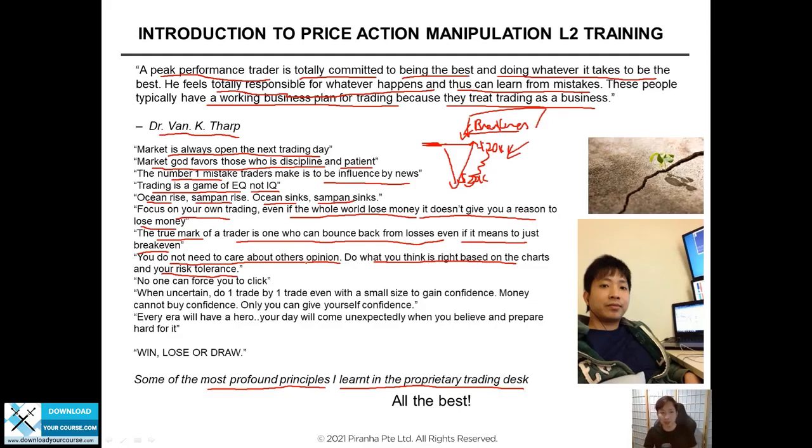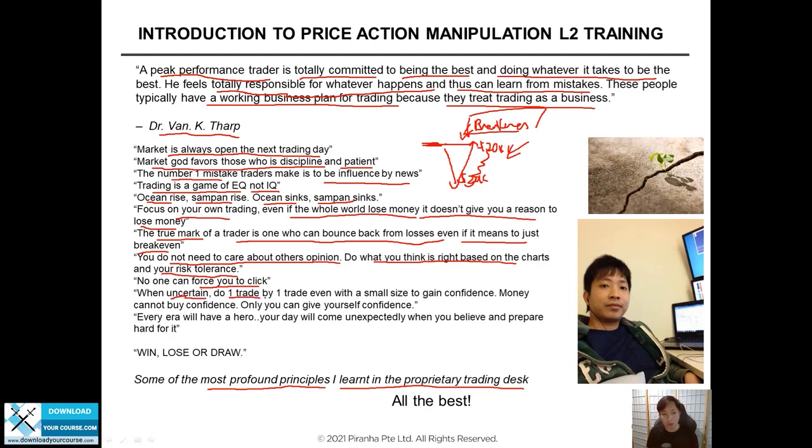If you feel comfortable, you click. If you don't feel comfortable, nobody can force you. And even if you lose money or win money, it doesn't matter to anybody. You are only responsible to yourself, understand? No one can force you to click.